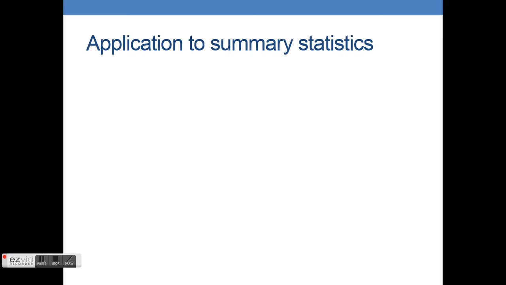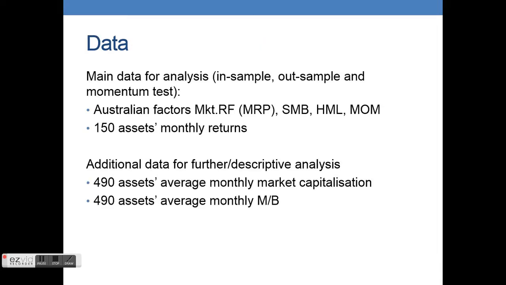In this video, I'm going to show you how to perform the descriptive statistics part in the assignment. First of all, I would like to give you a brief overview of the dataset. You have the Australian factors: market risk premium, MRP, which is the market returns minus the risk-free rate, small minus big, SMB, high minus low, HML, and momentum factors.